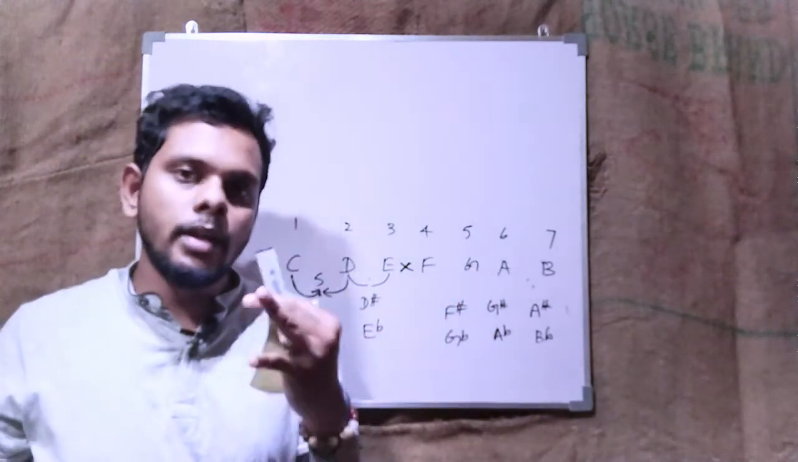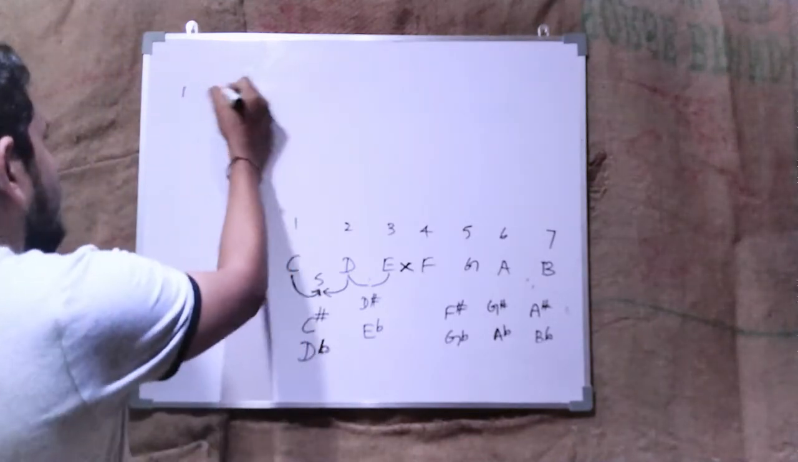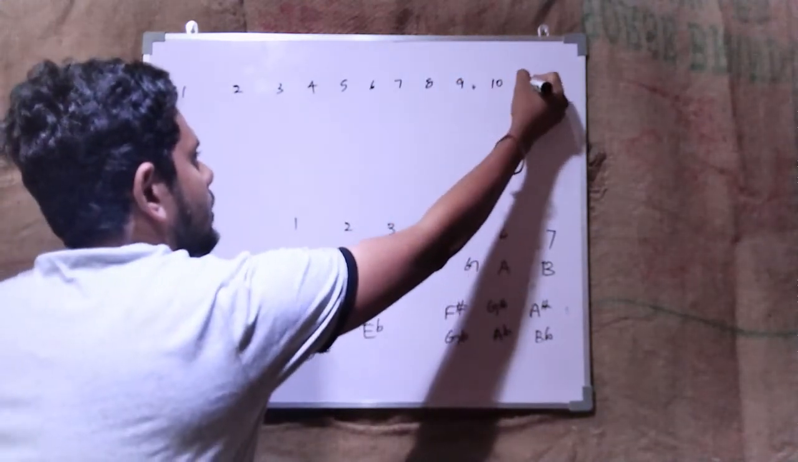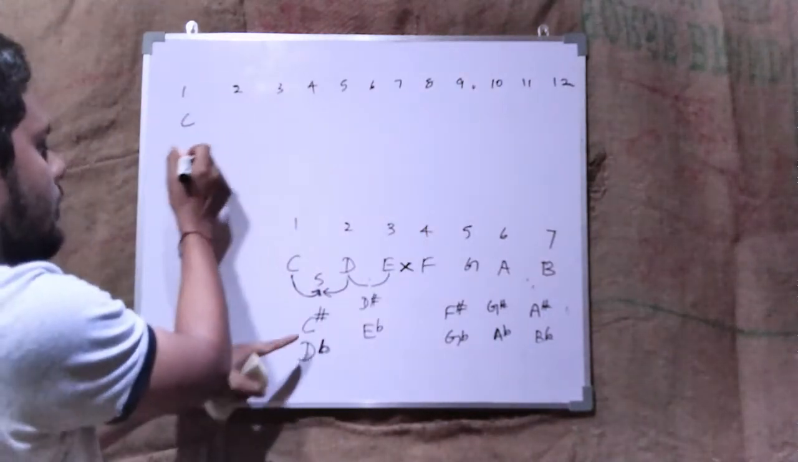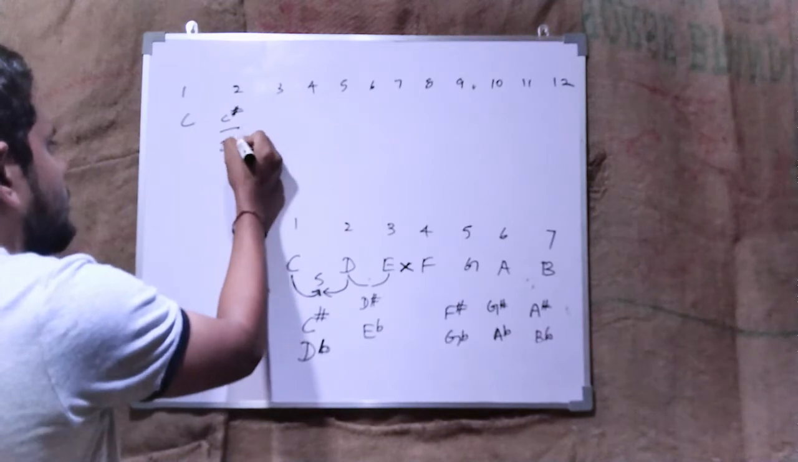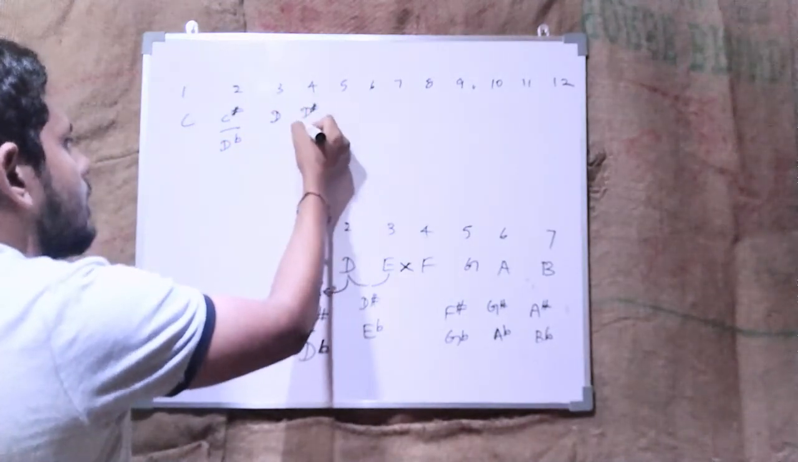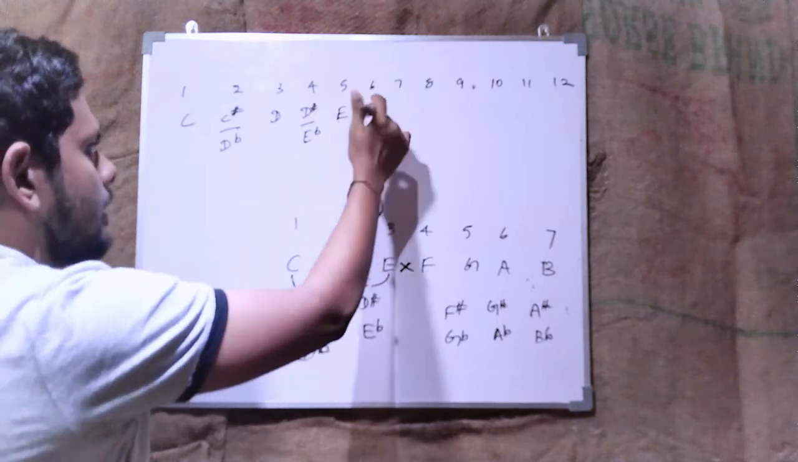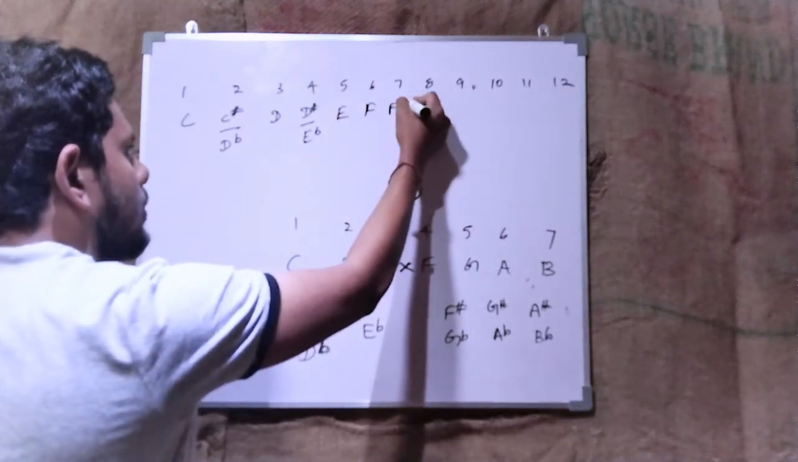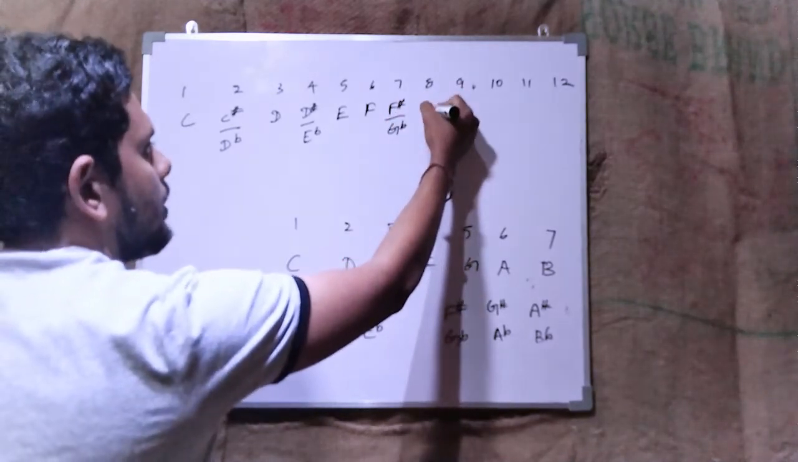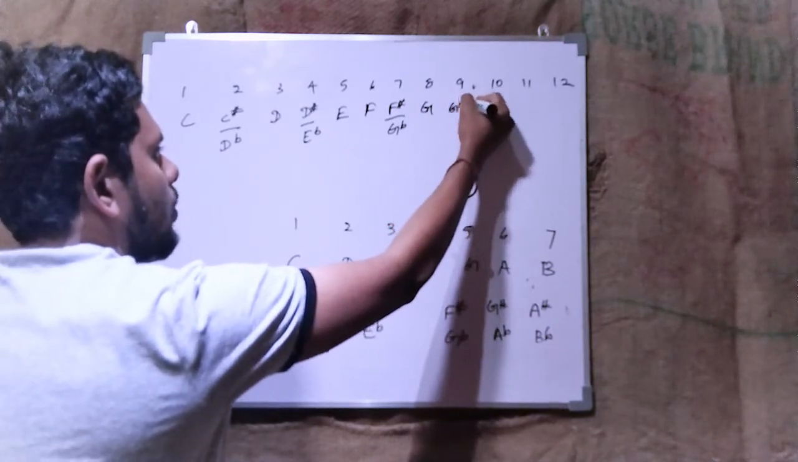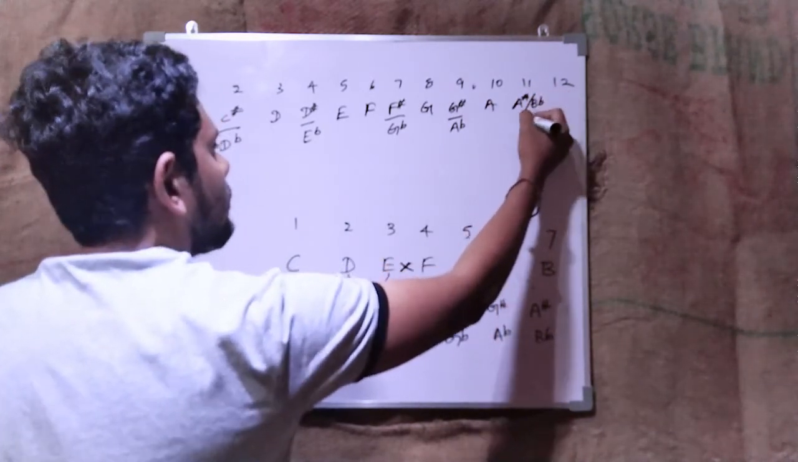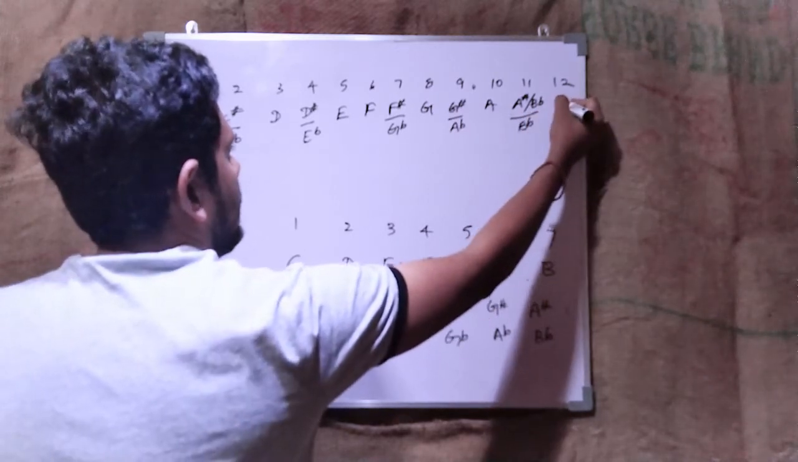Then if we write in the order of the 12 notes, we can write 1, 2, 3, 4, 5, 6, 7, 8, 9, 10, 11, 12. C, second one, C sharp or D flat, D, D sharp or E flat, E, F. There is no distorted note between E and F. And seventh, F sharp or G flat, G, G sharp or A flat, A sharp or B flat. Finally B.